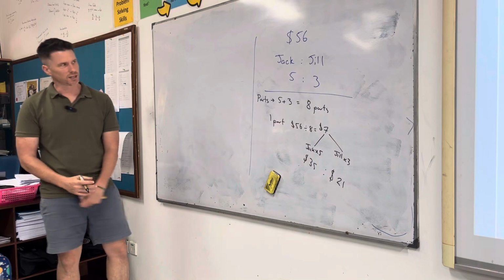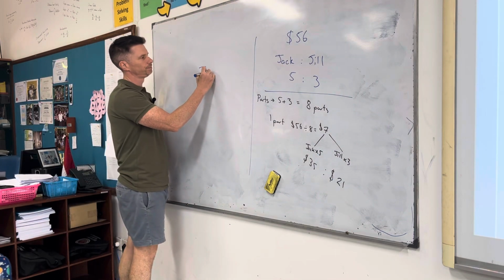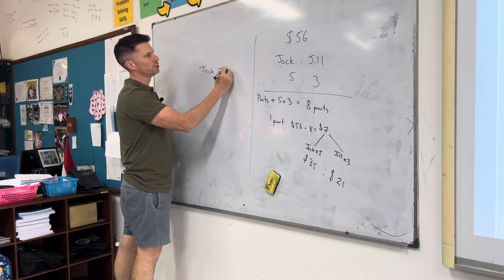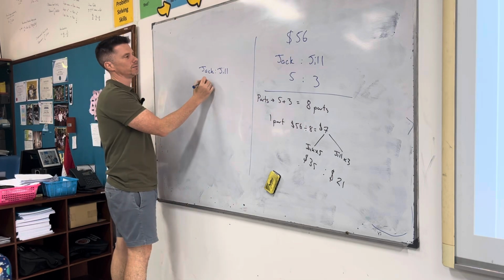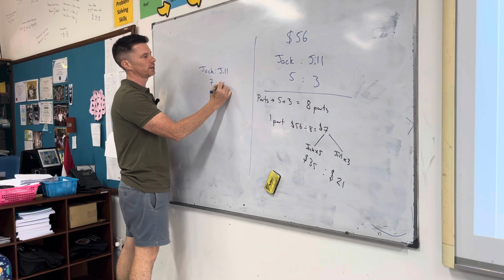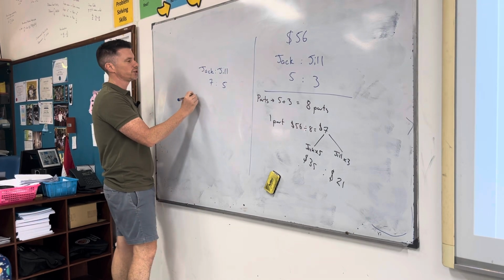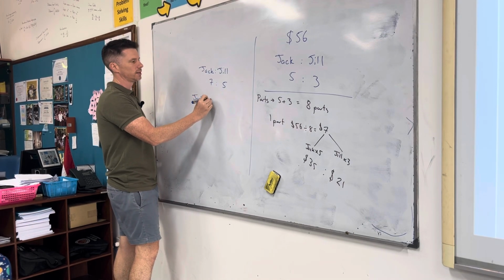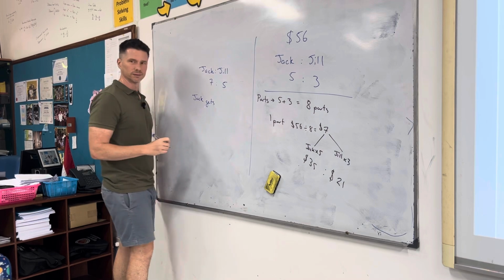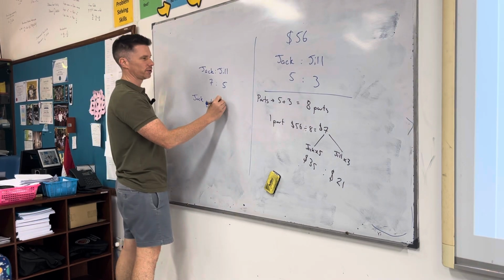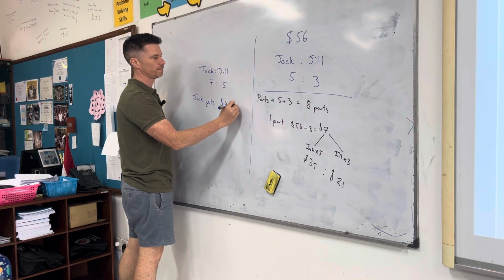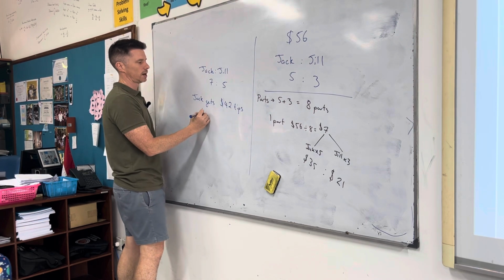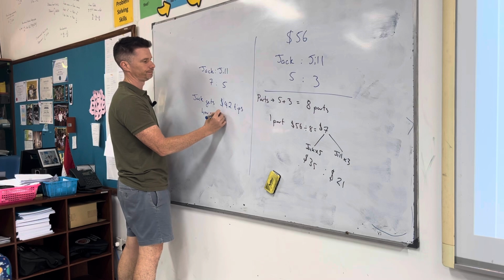What happens if we change that up? We use Jack and Jill again. Jack and Jill, their ratios, this time we change it up a little bit. Their ratios are 7 to 5. But we know that Jack gets $42 in tips. How much does Jill get?